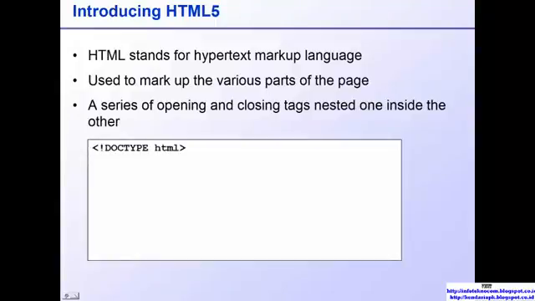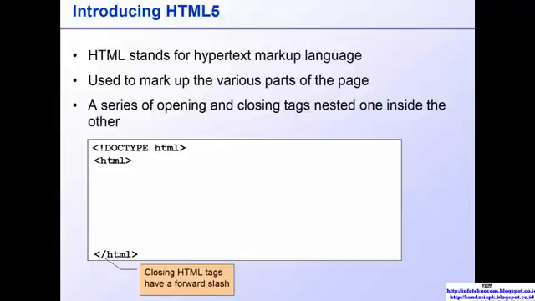Every HTML document must begin with a doctype declaration to tell the browser what version of HTML is being used. The doctype declaration for HTML5 is very simple. !doctype HTML. Following the doctype declaration, every HTML page is enclosed in opening and closing HTML tags, and these enclose a series of other tags nested inside them.